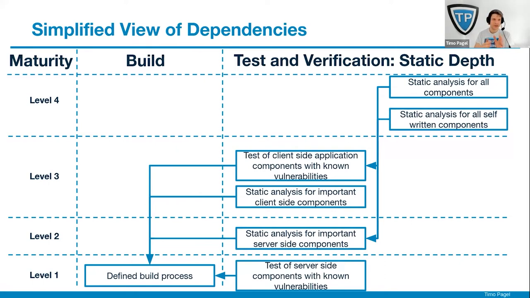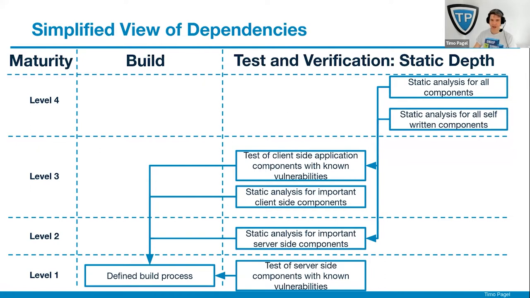Then on level two, let us continue with level one. In the test and verification dimension, you have, for example, the subdimension static depth, and in there, we have tests of server-side components with known vulnerabilities. When you're very precise, this is a software composition analysis, but as it doesn't make sense to put it in its own subdimension, it's here in static depth.